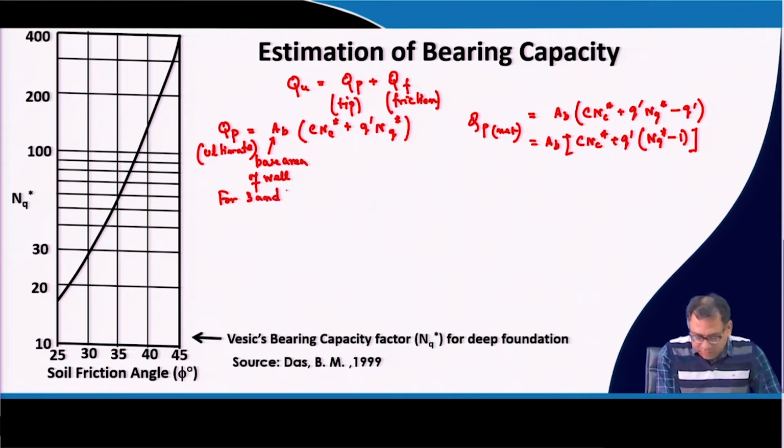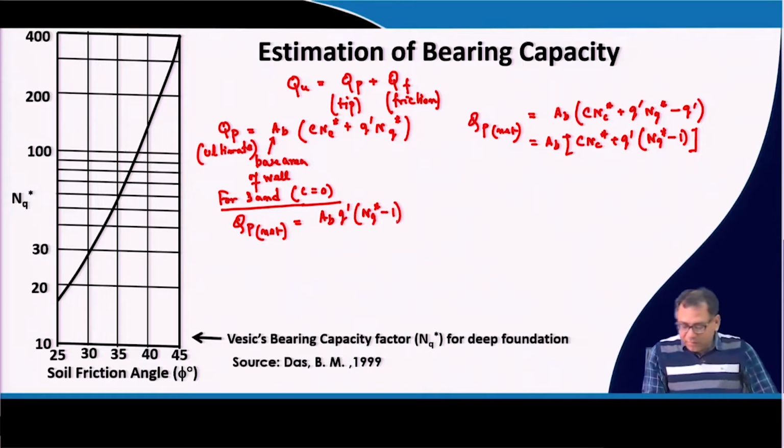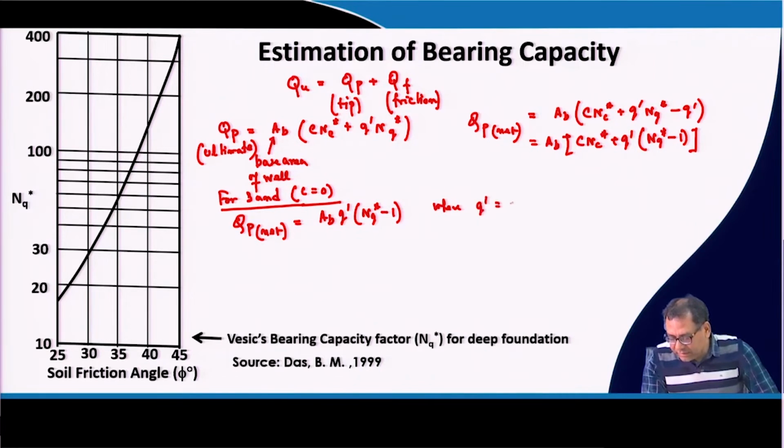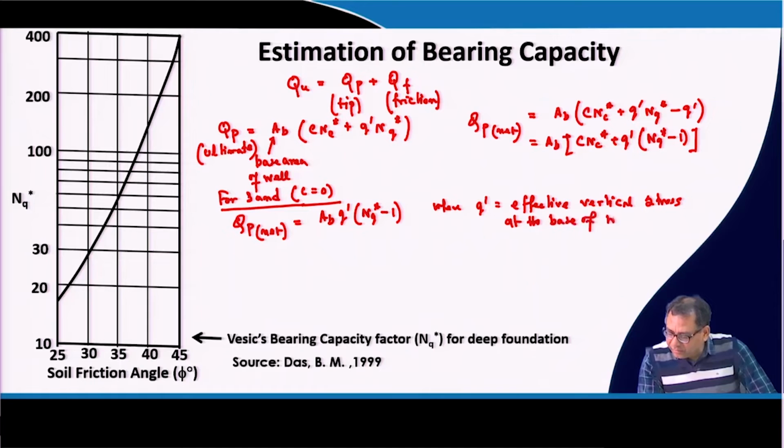Okay. Now, for sand or granular soil, where C is equal to 0, the QP net will be equal to simply AB Q dash (N Q dash minus 1), where Q dash is the effective vertical stress or overburden pressure at the base of the well. So, this is for the Q tip part.